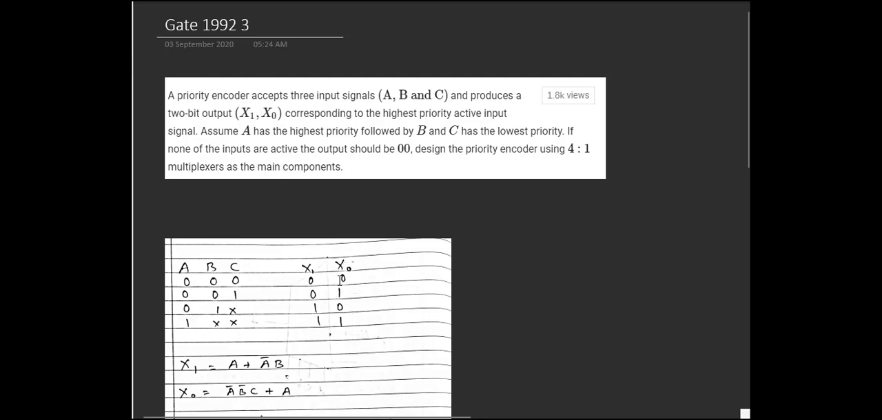So for x0 and x1, we can write a truth table, and based on that we can get an expression. I have written the expression here directly because the circuit is very simple. Okay, so for x1, these two cases are 1 and 1. So here it is 1. Here, see this line, here it is 1. So here A is 1 and whatever B is, it doesn't matter.